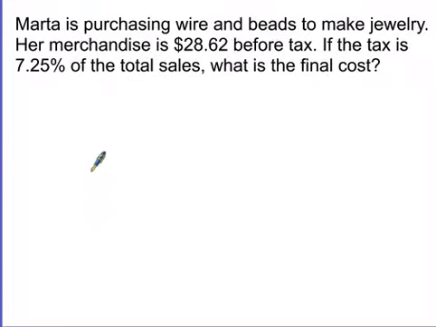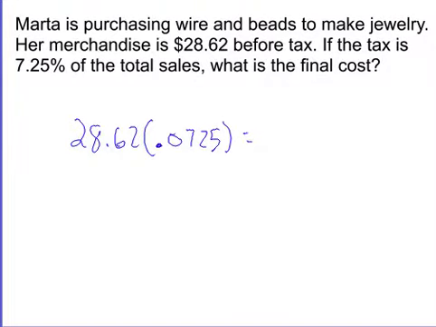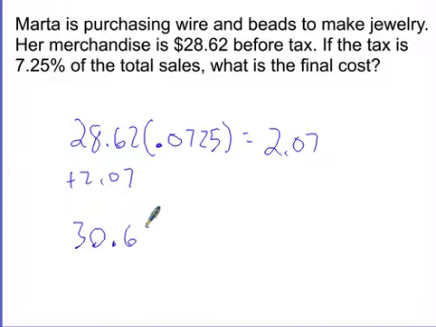Real similar problem here. Marta is purchasing wire and beads to make jewelry. The merchandise is $28.62 before tax. What is the final cost? $28.62 times the tax, which is 0.0725. 2.07. Add that to the original cost. $30.69. Okay. This is easy. I hope so.